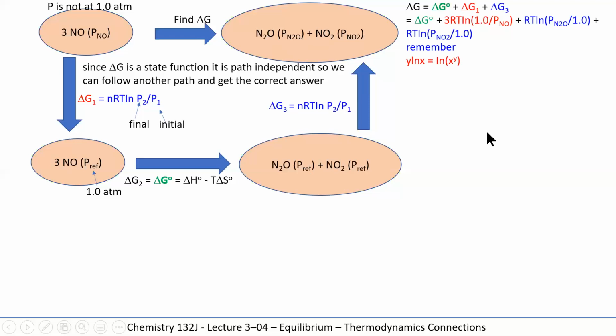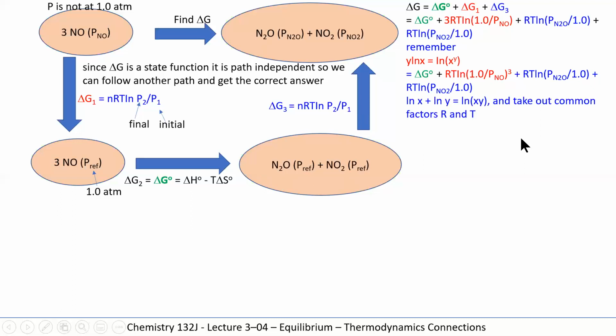So now we're going to use some simple math here. We remember that y times the ln of x equals the ln of x to the power y. So now what we can do is take this 3, which is the y, and we can put it as an exponent and change this equation for delta G1 to RT ln 1 over the pressure of NO, and it's now cubed. Since the other equations only have exponent 1s in them, and there's only 1 mole, we don't need to make changes there.